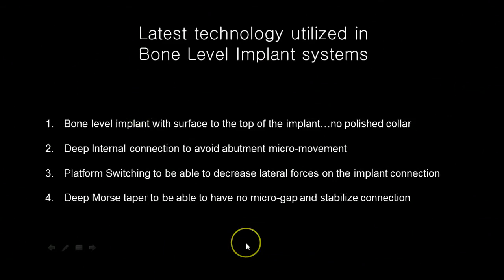So again, what do we know? Bone level implants were surface to the top, no polished collar. Deep internal connection to avoid abutment micro movement. Platform switching to be able to decrease lateral forces on the implant connection. And a deep Morse taper to be able to have no micro gap and stabilize the connection itself.